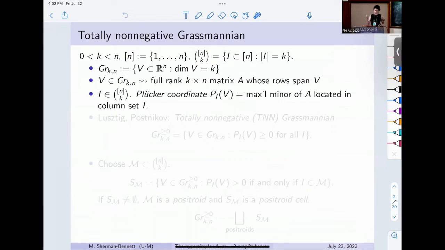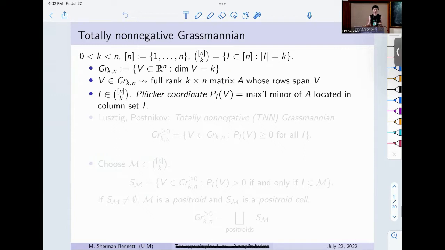Okay, so this object in the background I need to define is the totally non-negative Grassmannian. As in Sarah's talk, if I take a point in the Grassmannian, so one of these k-dimensional subspaces, I usually prefer to think about a representative matrix for this subspace. That's just some full rank k by n matrix whose row span is precisely the subspace I'm looking at.